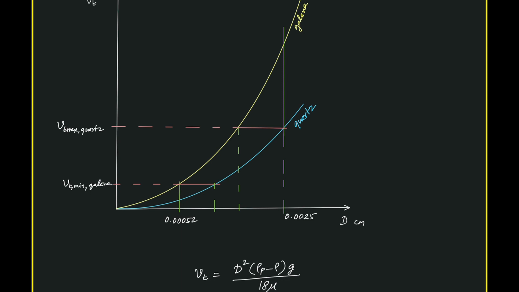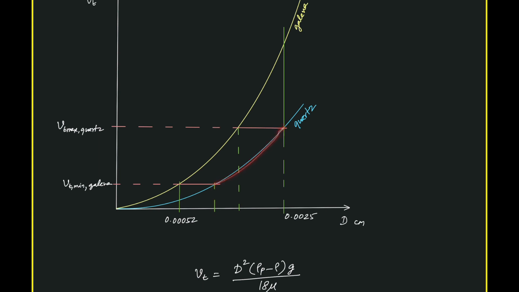What remains is the mixture of quartz and galena, which is not possible to separate using this hydraulic classifier. Otherwise, it is the galena of 0.00052 to this dimension, and quartz of this dimension to 0.0025. Otherwise, these are the size ranges. Sorry, we have not yet found this dimension.